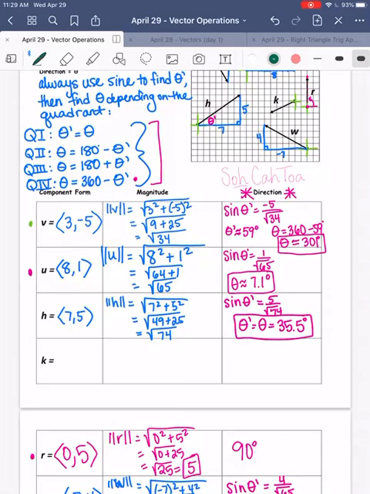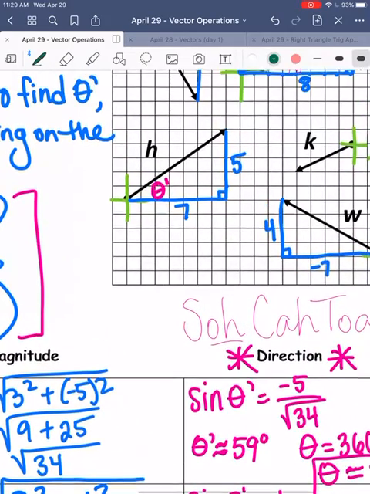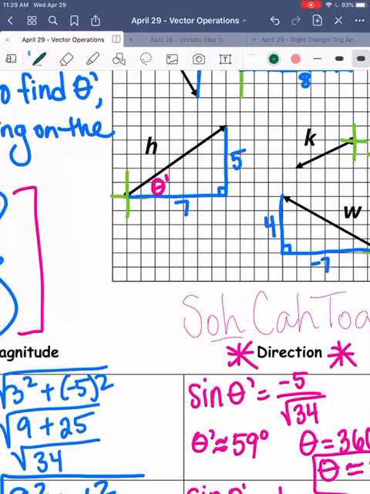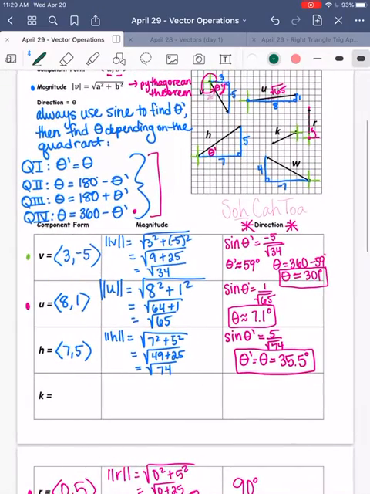So I went ahead and showed you that for H, the components were over 7 and up 5, because we go to the right and then up, they're both positive. So it should look like this. The magnitude was root 74, and then the degrees or direction was 35.5 degrees. We didn't have to do any of the subtraction or addition from 180 or 360 because it was in quadrant 1.